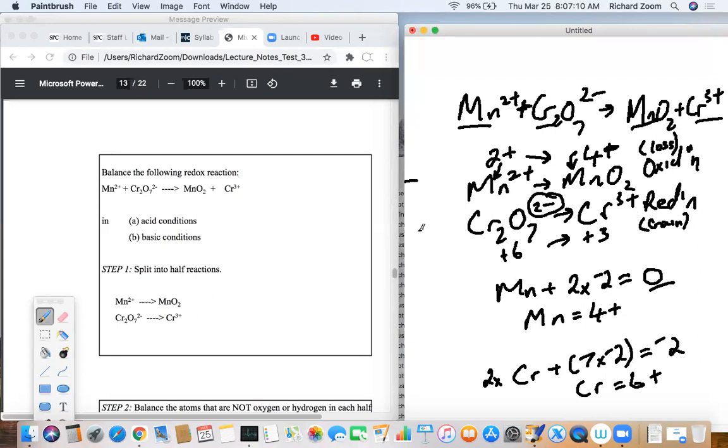So we're expecting to see electrons here for the reactants. And here we're looking at the products. So the electrons would be over here. That's products.